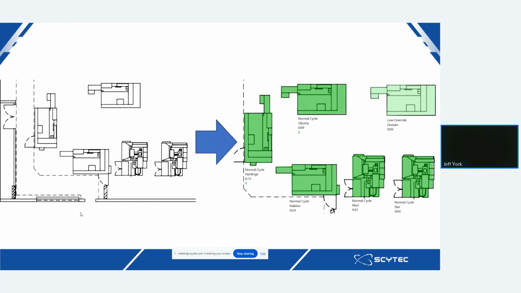The colors that you are seeing on the machines are the current machine statuses. The ones in green are normal cycles. You can see the machine names right underneath that. So we have an Akuma, a Harding, a Makino, and underneath that is the machine status time. So that Akuma has been cutting normally for 9 minutes, the Makino 24, etc.